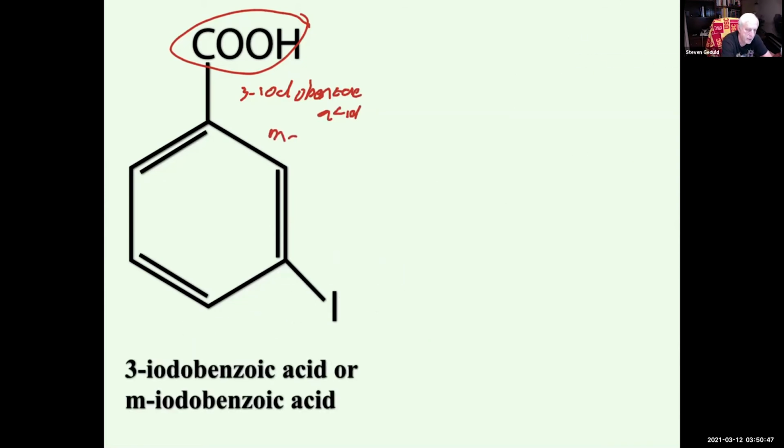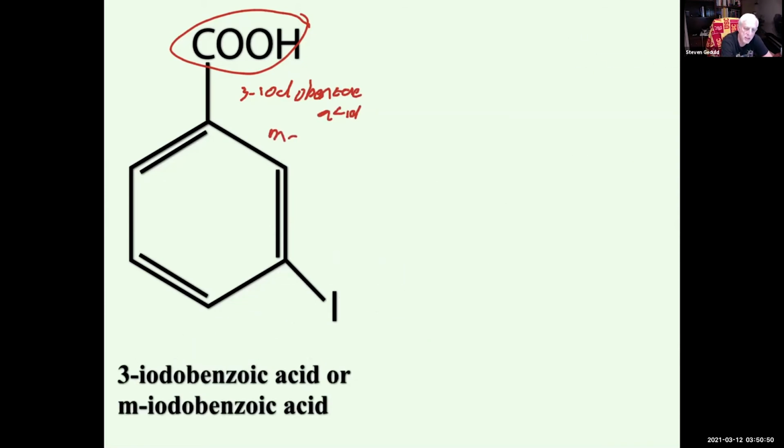Okay, again, carboxylic acid, benzene ring. We've got benzoic acid, and we have an iodine attached, and that is at number. If the carboxylic acid group is number 1, the iodine is at number 3. So 3-iodo benzoic acid or meta iodo benzoic acid. Okay, so 3-iodo benzoic acid or meta iodo benzoic acid. Either way, it's the same compound.